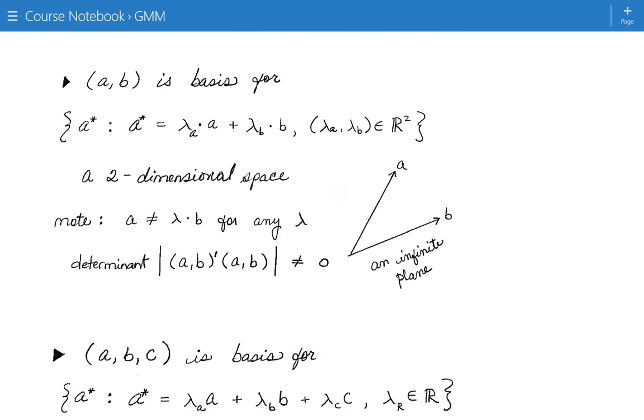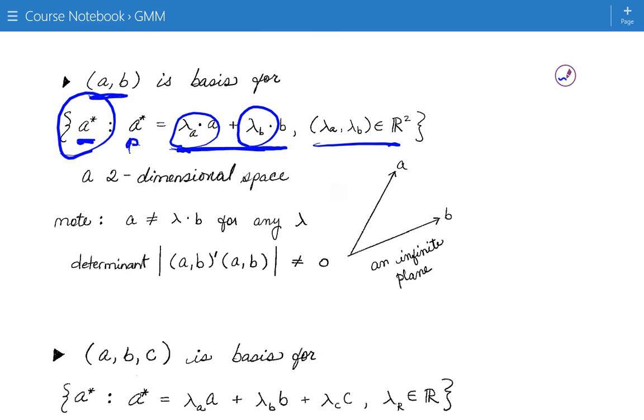Two vectors, A and B, constitute the basis for a set of vectors, A star, that will be any linear combination of A and B. So now I've got my lambda sub A, lambda sub B as two constants anywhere on the real line, and any linear combination of those will constitute some vector A star, and the whole set of A stars that you get is a two-dimensional space.